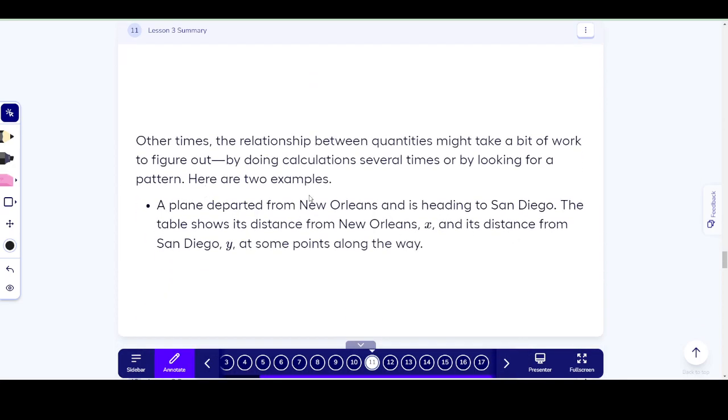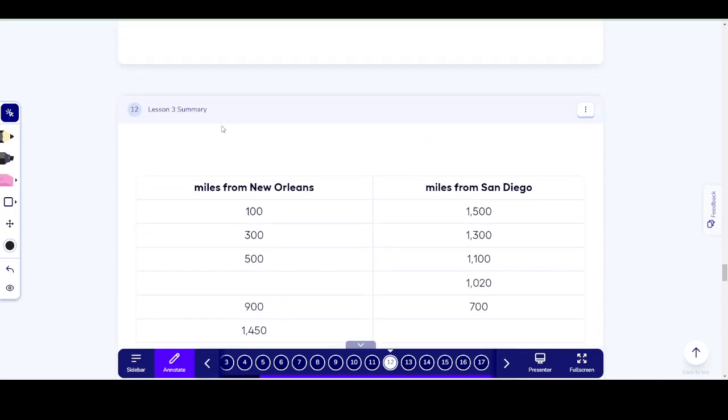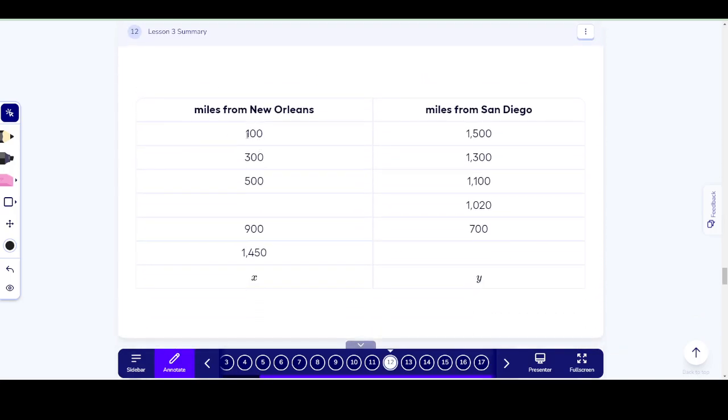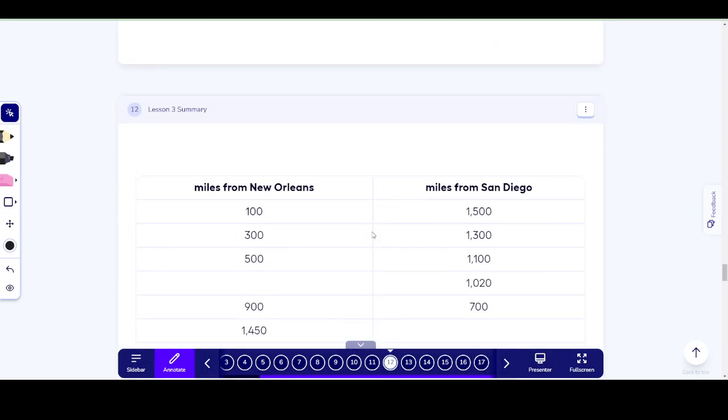We're going to talk about the planes and everything, take a look at the chart. We fill out the chart and find the relationship on this. Okay, so there you have it.